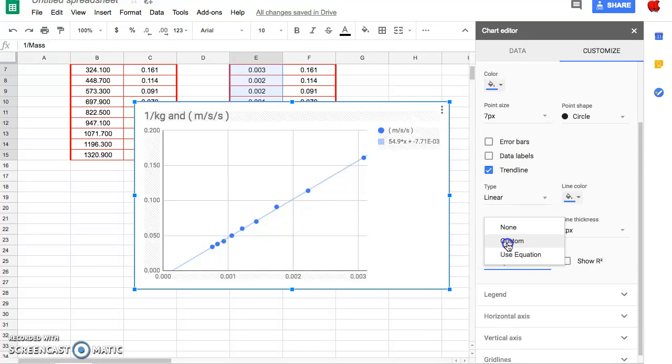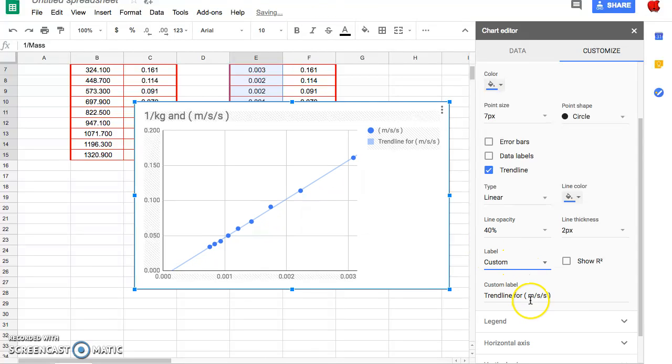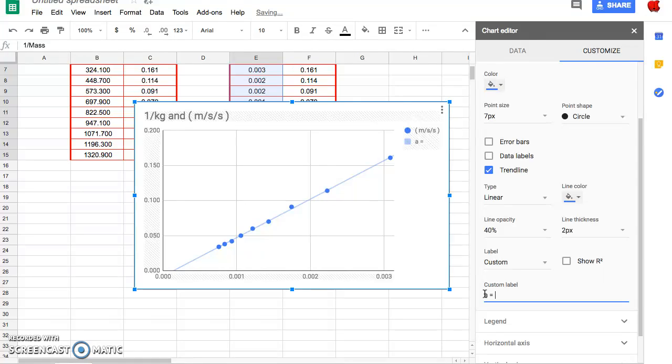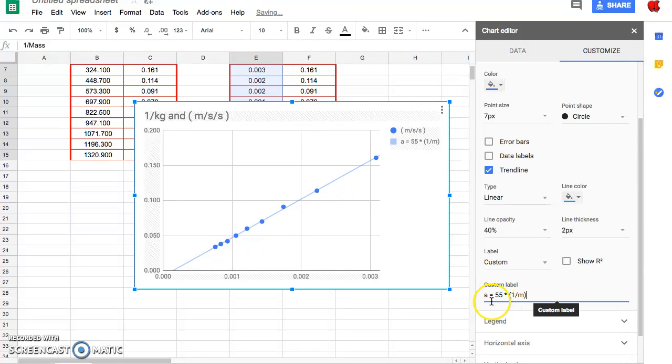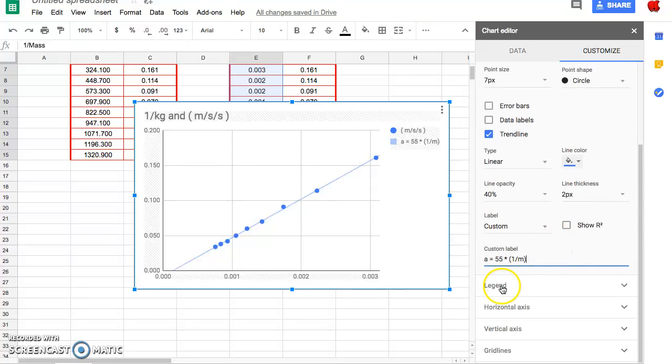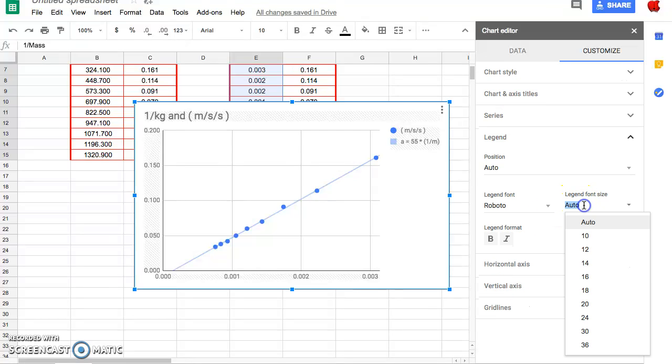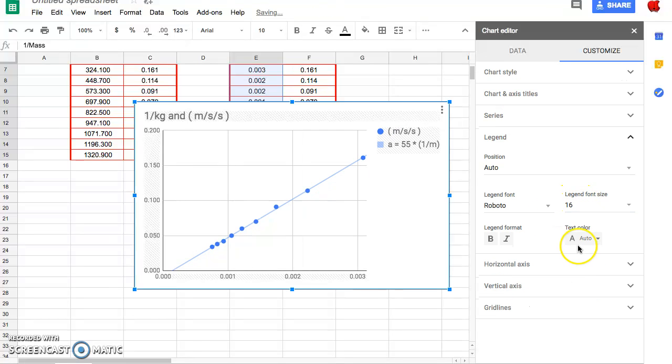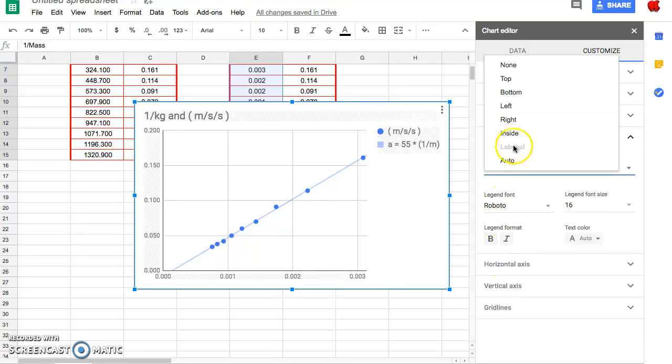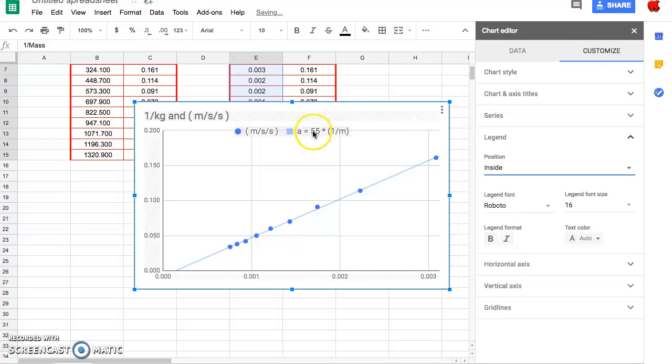So then I'm going to say custom. And I've got to write the equation, the math model for this. On my y-axis, I have acceleration. It equals the slope, 55, times, on the x-axis, I have 1 over the mass. So my math model looks like that. I'm going to clean things up a little bit. Under legend, I'm going to make the font a little bit bigger. And I'm going to go to position and go to inside. That puts it in here.